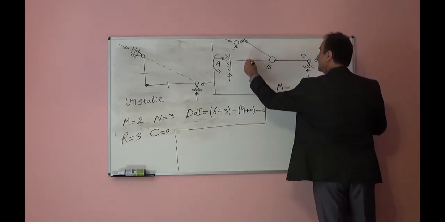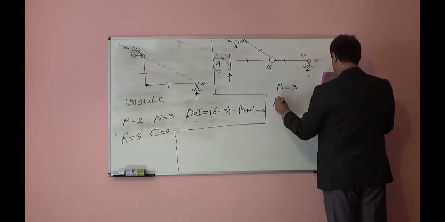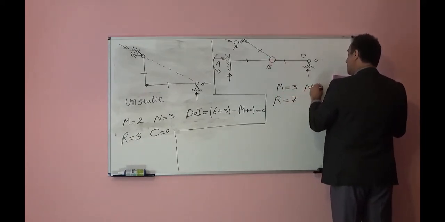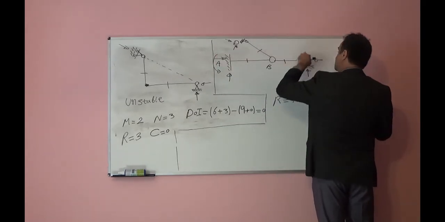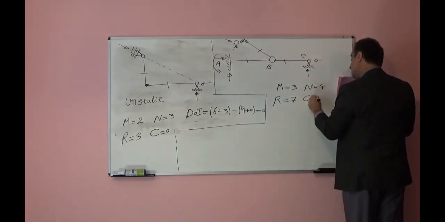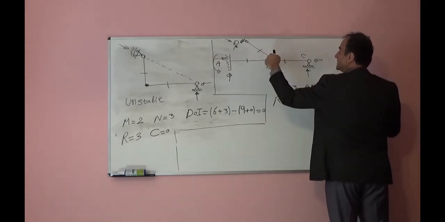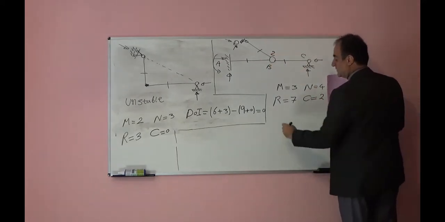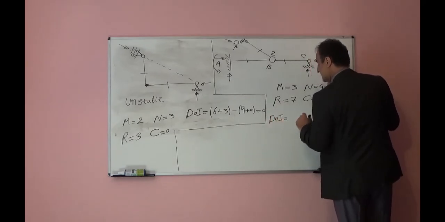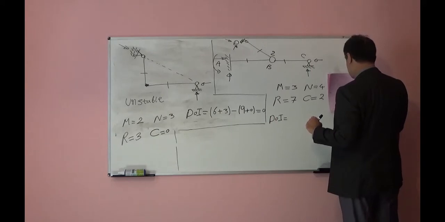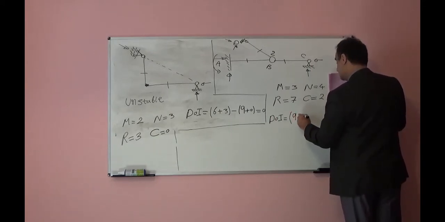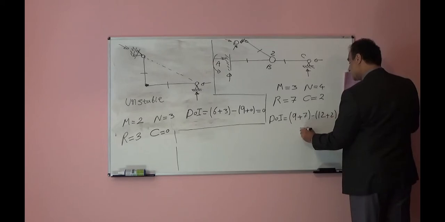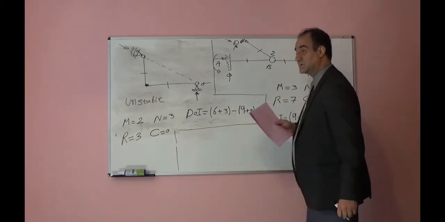M, the number of members here, 1, 2, 3 members. R, the number of reactions, 3 plus 2, 5, plus 2, 7. N, the number of nodes, 1, 2, 3, 4. 4 nodes we have. Condition equation: we have 3 members reaching 1 hinge, so 3 minus 1, 2 condition equations here. So for this system, the degree of indeterminacy is equal to 3 times m, 9, plus 7, minus 3 times 4, 12, plus 2. That will be equal to 2. So it is 2 degree indeterminate.